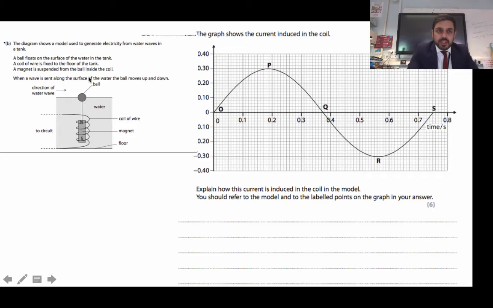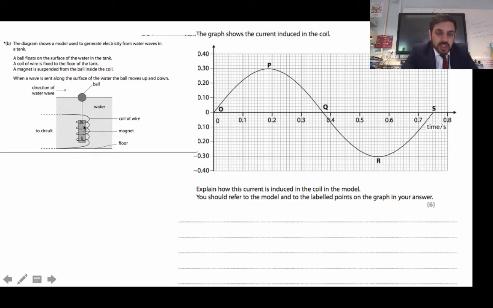Now, let's have a look at this together. This is a 6-mark question. The diagram shows a model used to generate electricity from water waves in a tank. The ball floats on the surface of the water. A coil of wire is fixed to the floor of the tank and a magnet is suspended from the ball inside the coil. So you've got a magnet and you've got a coil of wire. When a wave is sent along the surface of the water, the ball moves up and down. So as the wave goes, the ball moves up and down.